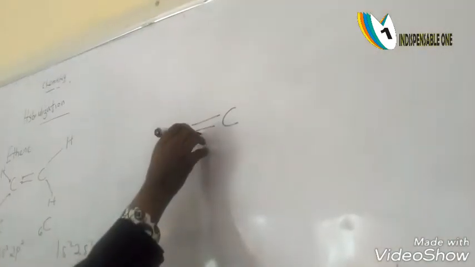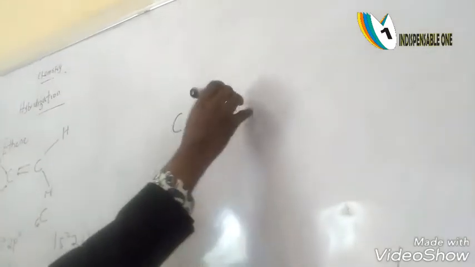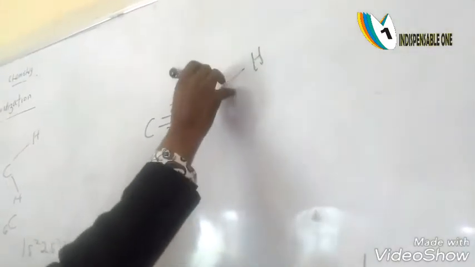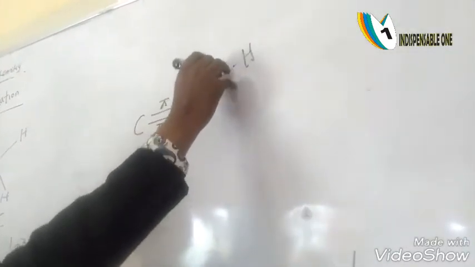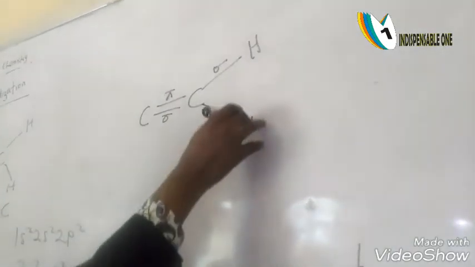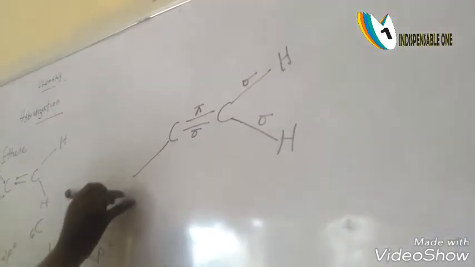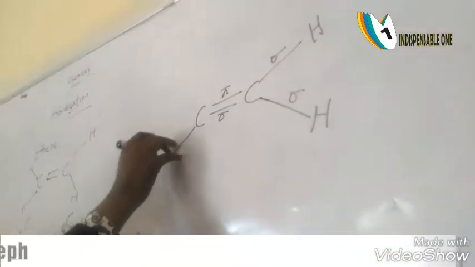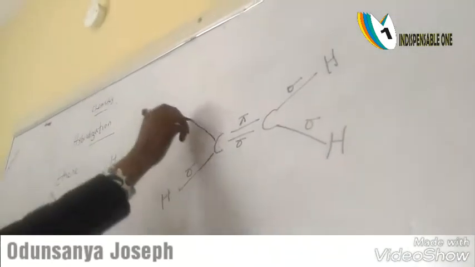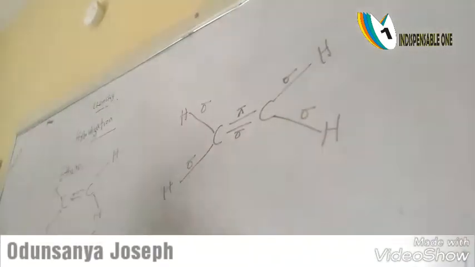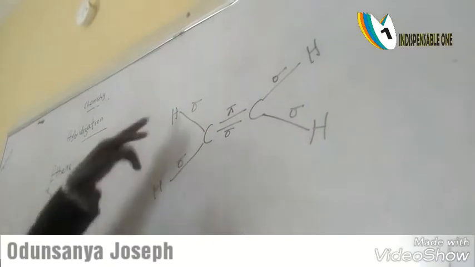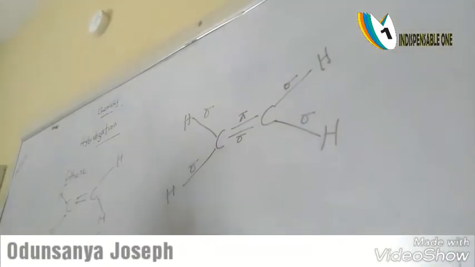The first one will be a sigma bond, the other one will be a pi bond. Then you are going to have something like this. This one will be a sigma bond because they use head-to-head overlap. Here too, you have another sigma bond using head-to-head overlap. Here you have another sigma bond using head-to-head overlap. Then here you have another sigma bond using head-to-head overlap along the nuclear axis.